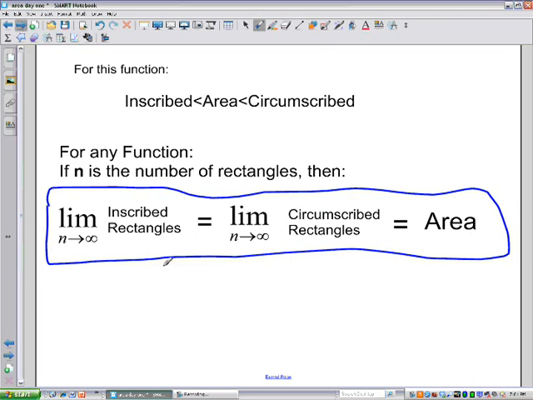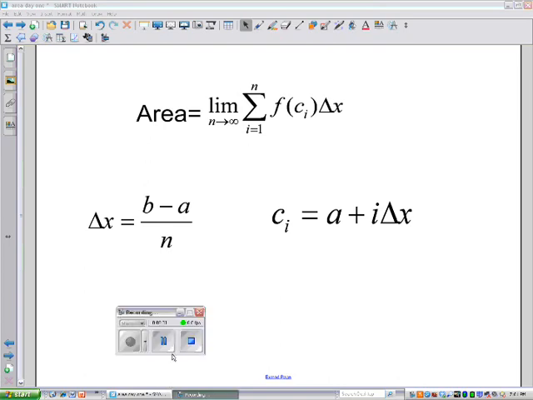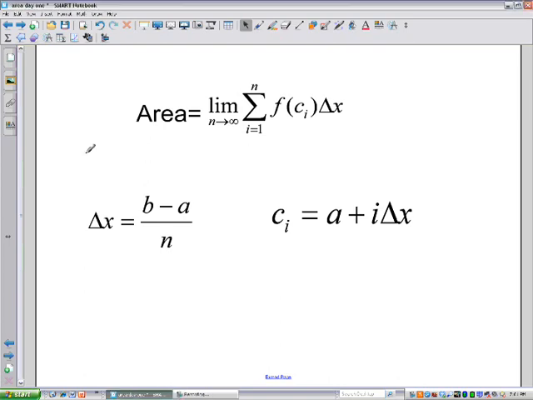Okay, so we've got some formulas. Area is the limit as n approaches infinity of the sum from i equals 1 to n of f of c sub i times delta x. Delta x is just the difference between my two endpoints divided by n, which is the number of boxes we have, and we know n is going to get really, really big. c sub i is just my endpoint plus i times delta x, and that'll make sense as we work through a couple of these problems. Let me check the time here. Oh, we're fine. 8.5 minutes.